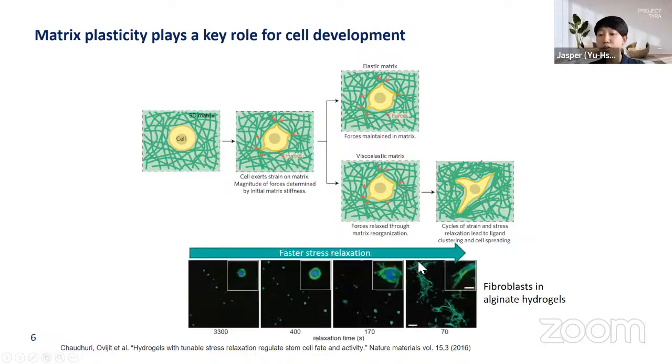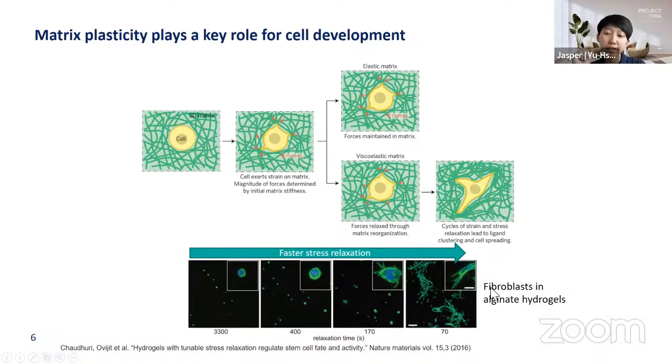Tuning the stress relaxation property has a large effect on cell development. You can see from this result from previous literature, they found that fibroblasts in alginate hydrogels grow different morphology when the relaxation time becomes faster and faster, more fluid-like.